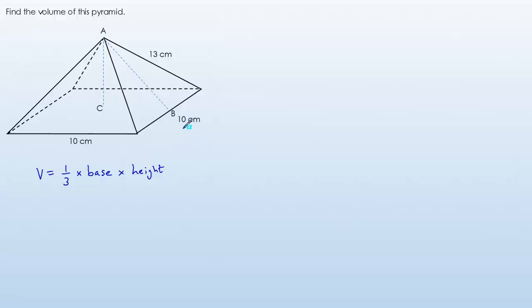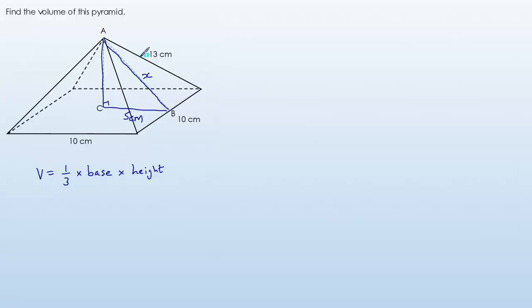So if we consider this triangle just here, we know that this length is 5 centimeters because that's going to be half of the 10. And we can probably work out this one here, let's call that x for the moment, by using the information in this triangular face here. And then if we get that, we can work out the height. So we're going to have to use Pythagoras' theorem.